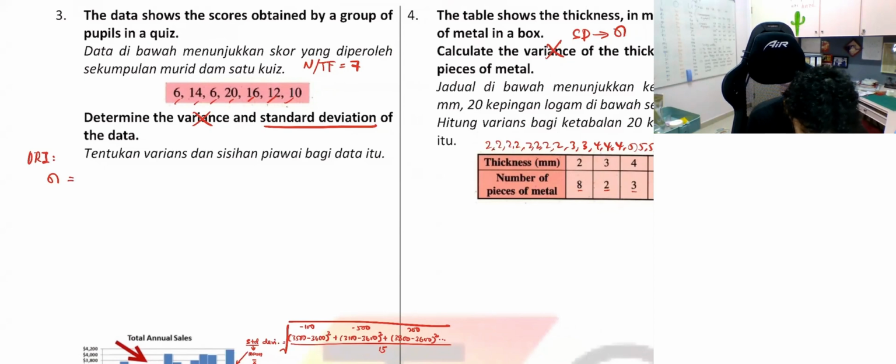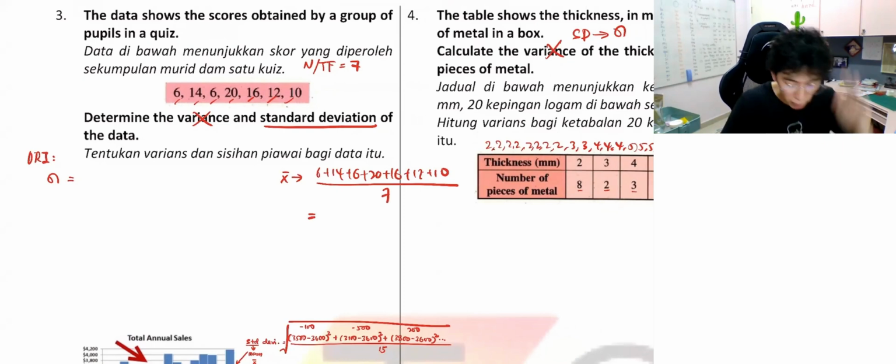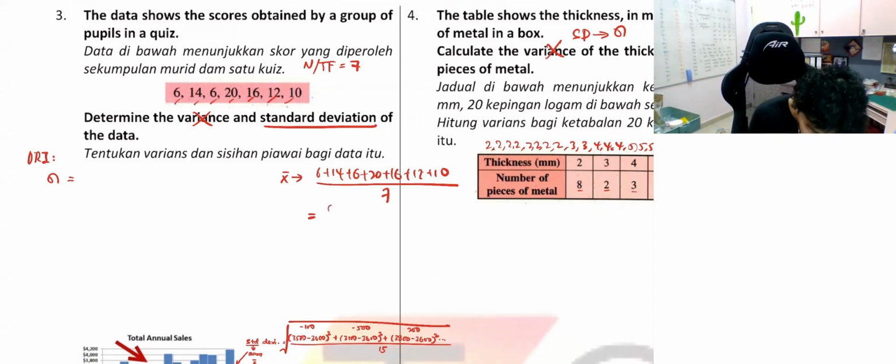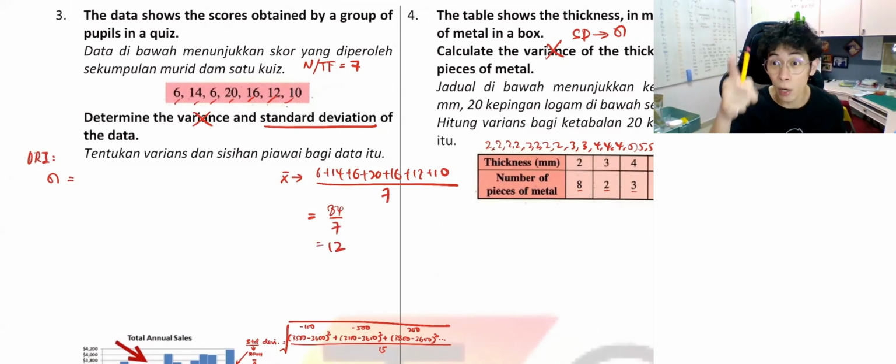Now, let's get the mean first. Mean: 6 plus 14 plus 6 plus 20 plus 16 plus 12 plus 10, divide by the total of 7 there. Everyone, quick one, how much? Calculator: 6 plus 14 plus 6 plus 20 plus 16 plus 12 plus 10 is 84. 84 divided by 7 is 12. Nice.